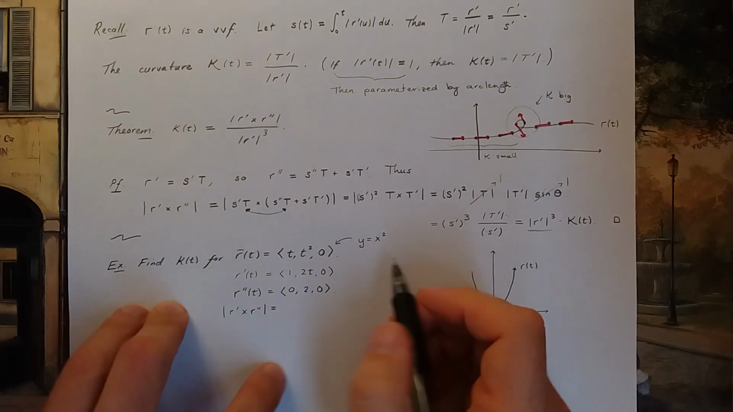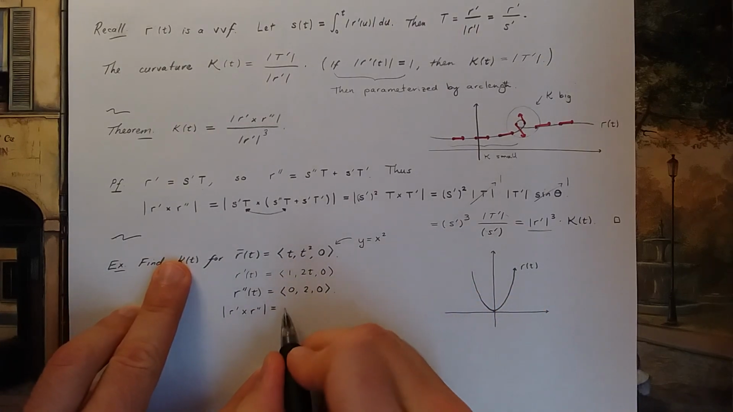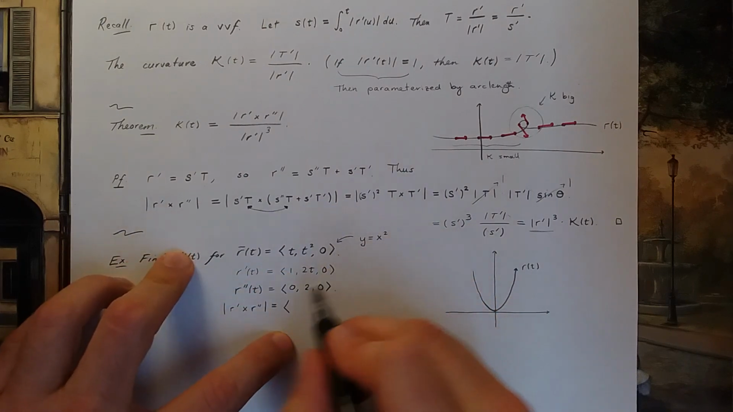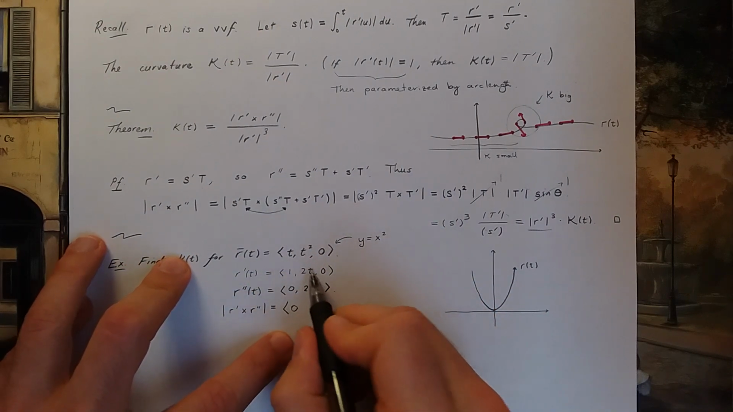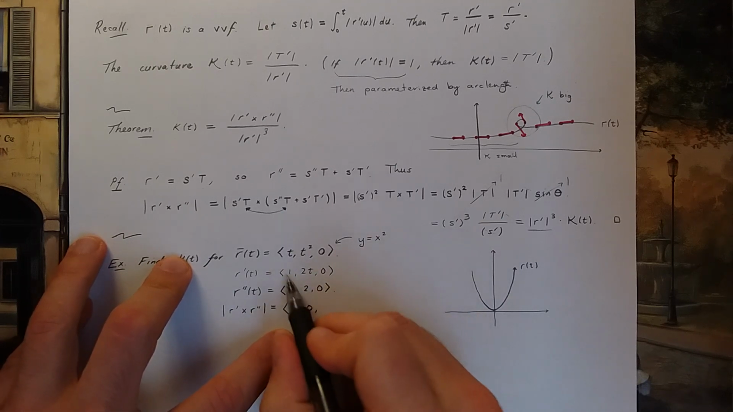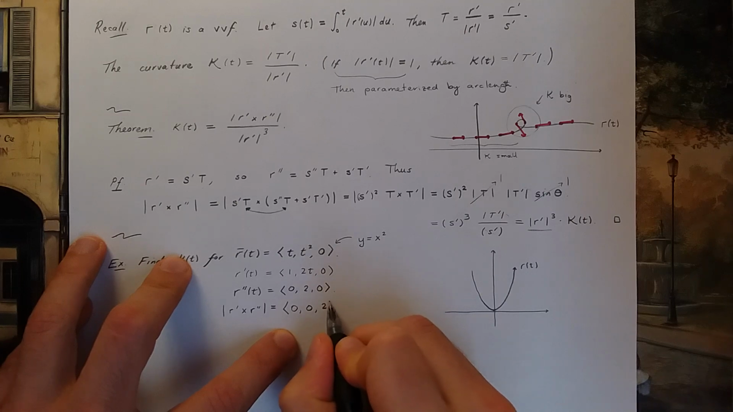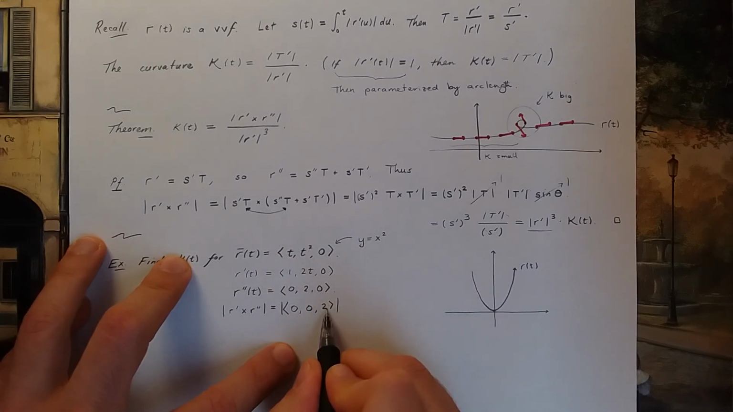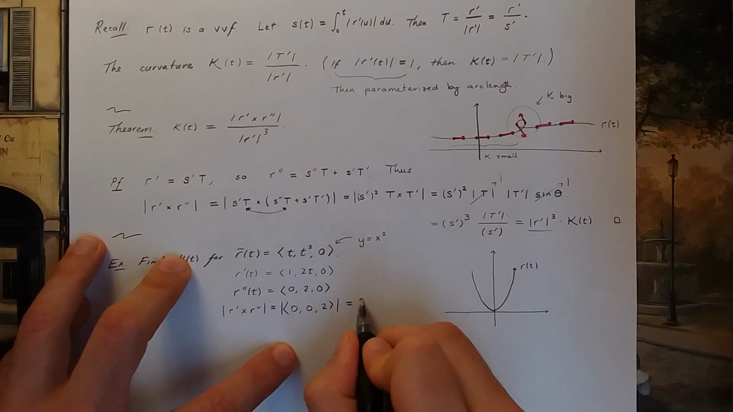And if you take the cross product, everything's already lined up here. The first component of the cross product would be 0. The second component would also be 0. And the third component would be 2. So I'm taking the magnitude of this vector, which is clearly a vector of length 2.